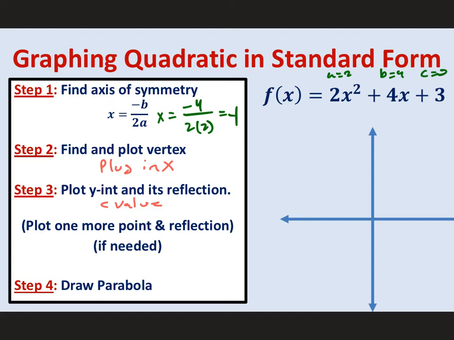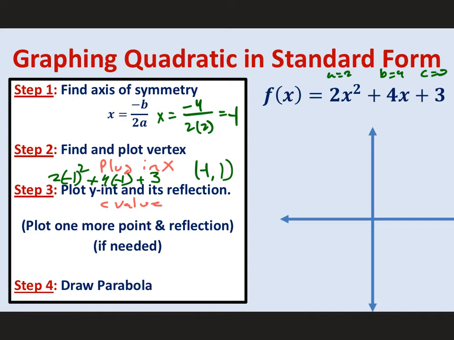We can plug that negative 1 back in to get our vertex. So we have negative 1. We plug it back in. So that's going to be negative 1 squared times 2 plus 4 times negative 1 plus 3. You got to take a second to do this. Negative 1 squared is 1. Times 2 is 2. 4 times negative 1 is negative 4. So 2 and negative 4 make negative 2. Plus 3 is positive 1. So our vertex is at the point negative 1, 1.